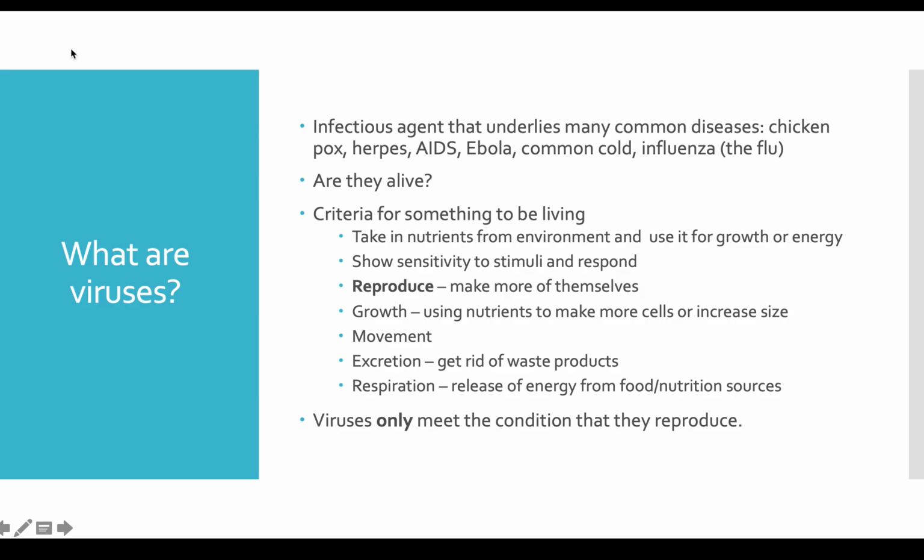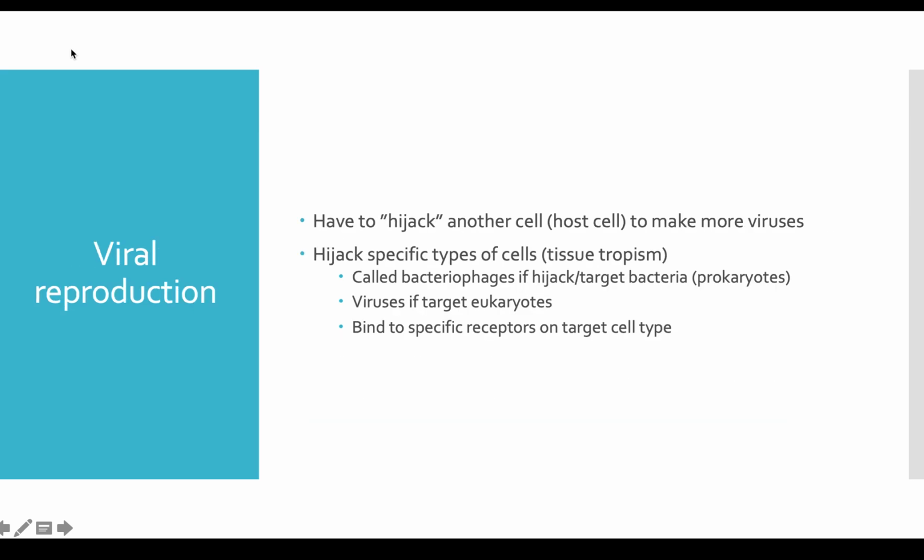Now, in reality, viruses don't meet at least 6 of these 7 criteria, right? The only controversial one is, do they reproduce? Some people would argue that yes, they do meet the condition that they reproduce, and so therefore they satisfy that criteria. Others will say, well, they don't really reproduce because they have to hijack another cell to make more of themselves. I tend to fall on the side where they don't really reproduce in the typical way, but some people believe they do. And that is the only criteria of living things that viruses might actually meet.